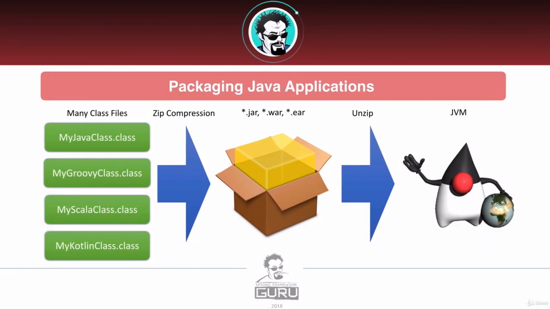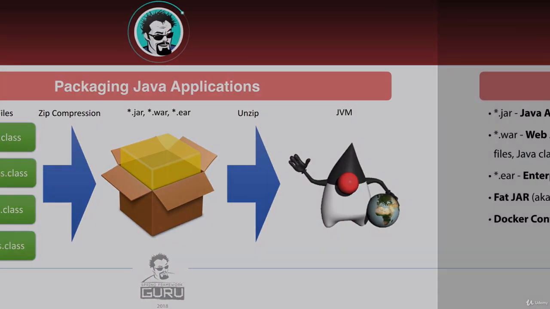Now, packaging. Java applications are often many, many classes, if not thousands or tens of thousands of class files, that are going to make up a Java application. What's going to happen is we will take these files and combine them into a single file using zip compression. These files are commonly named .jar, .war, or .ear, and these are zip files. Then at runtime, they are often unzipped and executed by the JVM.